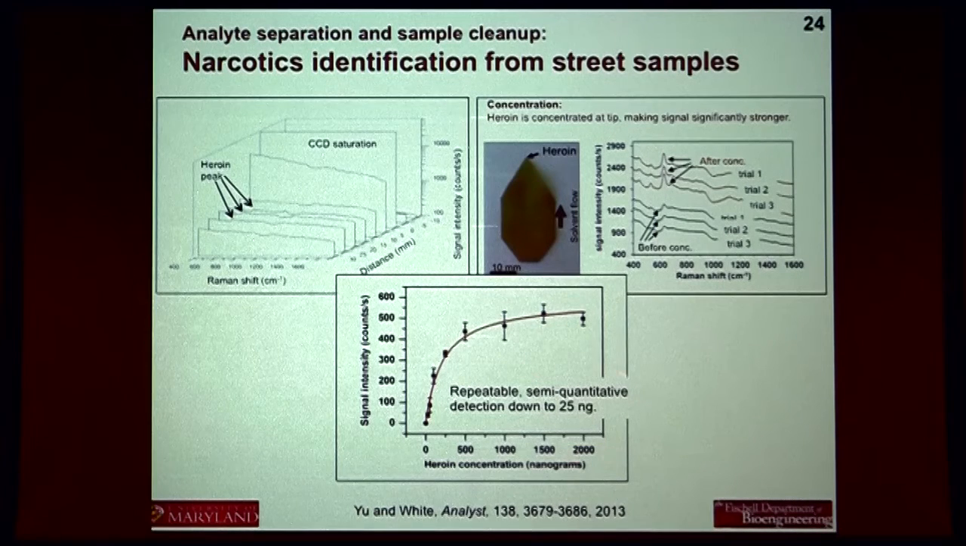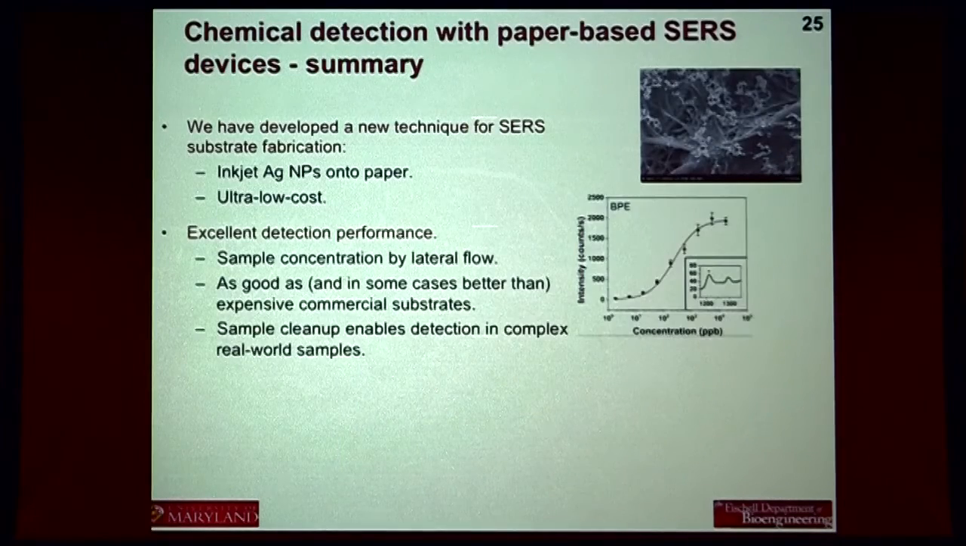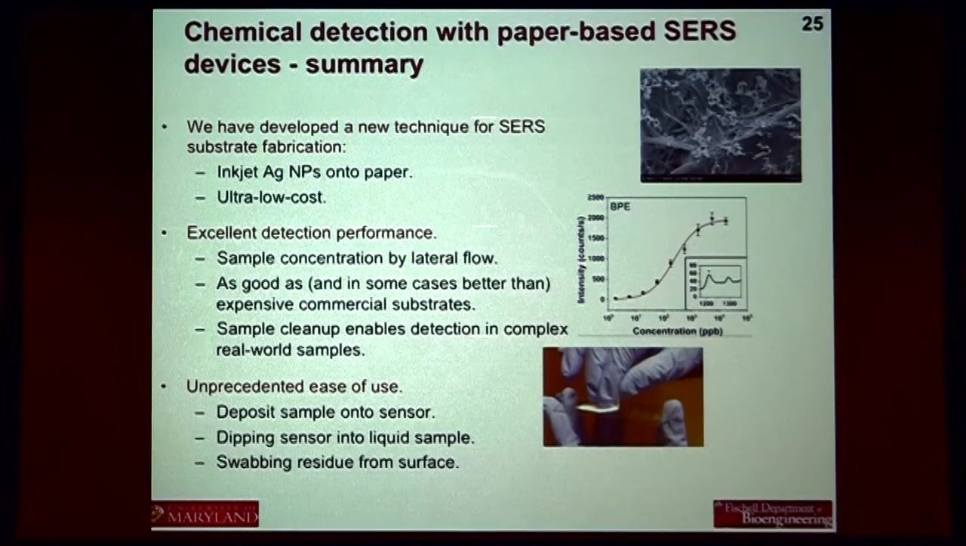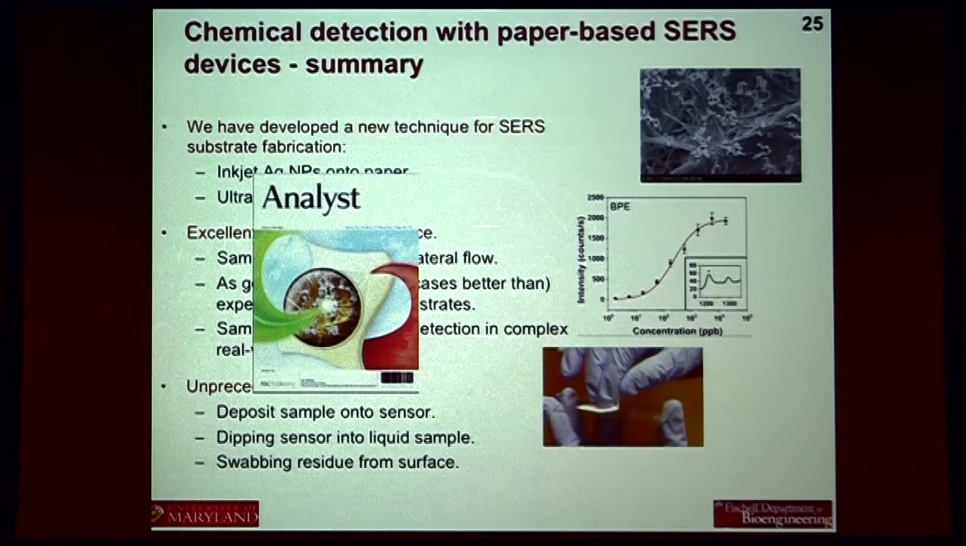And we could still see as low as 25 nanograms of heroin deposited onto the paper. So just to summarize, the keys here, it's a low cost, but maybe more importantly, it's so much easier to use than anything you'd be able to buy right now. So recently, this actually did make the cover of one of the analytical chemistry journals. This is the RSC Analytical Chemistry Journal. And again, just to focus on the pragmatic nature.